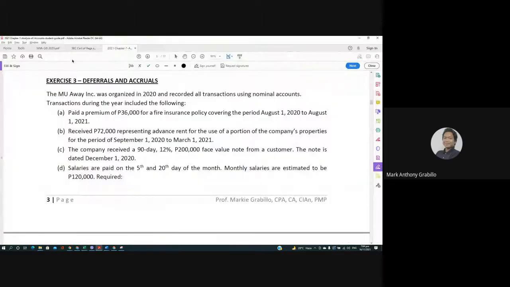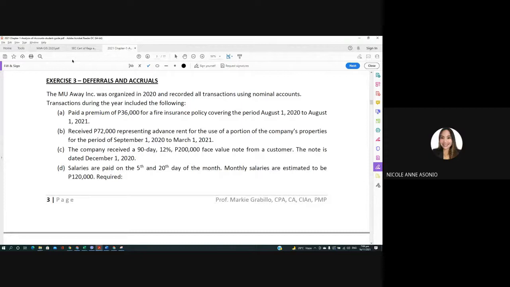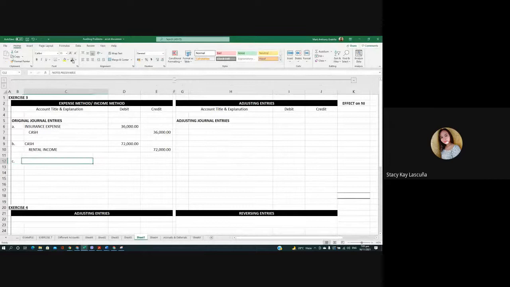And then letter C, the company received a 90-day, 12%, 200,000 pesos face value note from a customer. The note is dated December 1, 2020. What will be your entry here? Original journal entry. Ano ba yung transaction na yan? The company received. Ano ba yung na-receive niya? Notes receivable. Nakuha po ba? So, our entry will be debit to notes receivable and then credit.